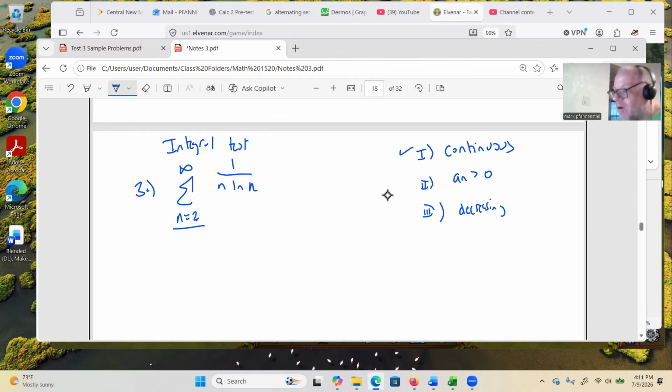Next, are all of our a_n greater than 0? So n times ln of n, as long as n is larger than 1, all the natural logs are going to be positive. So we have positive times a positive equals a positive, and we're okay with all of that. The next thing we have to make sure of is that this is a decreasing function.